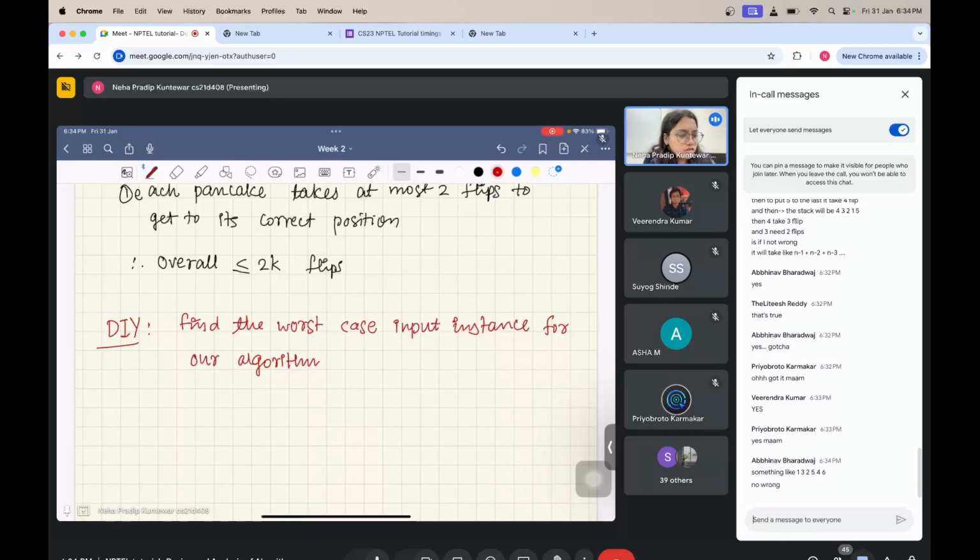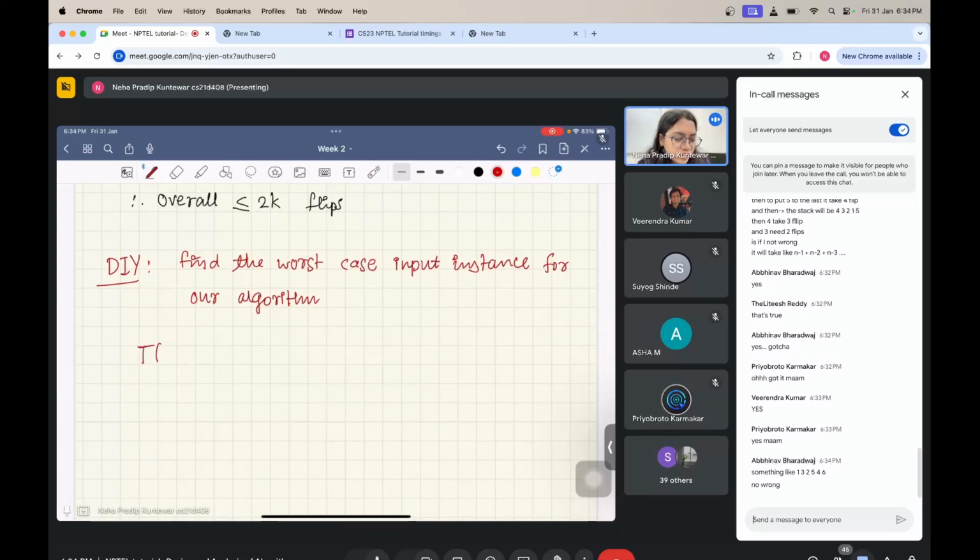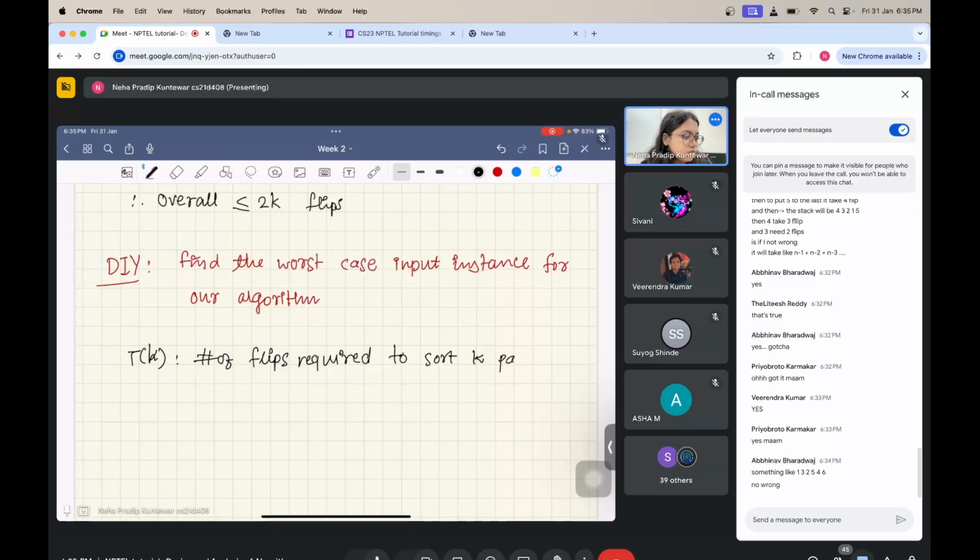Okay, what we mean by recurrence is, let's say T(n) is the number of flips required to sort k pancakes for the given input instance. Then can you write T(k), for example, in terms of, say, T(k-1), T(k-2) or something? So basically in terms of smaller input, if that makes sense. Otherwise we can skip it, it's not necessary.